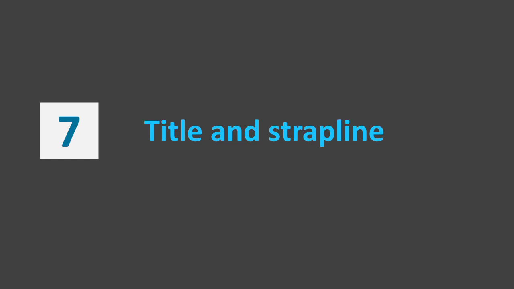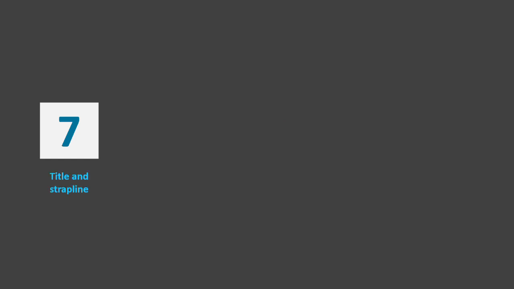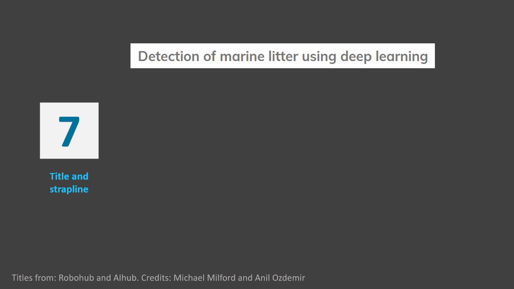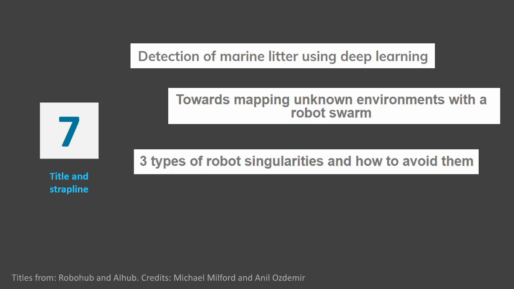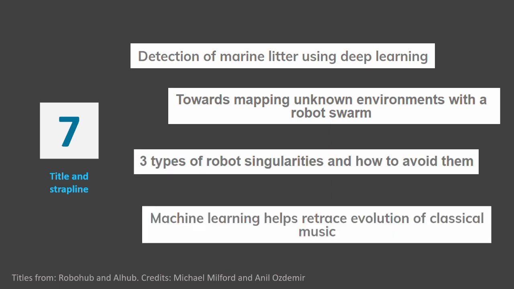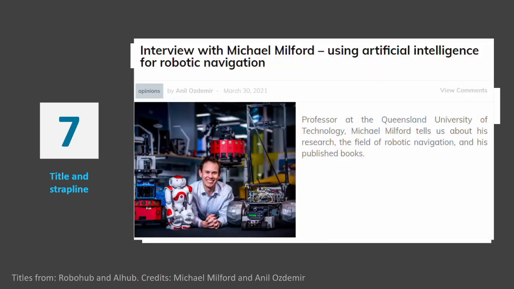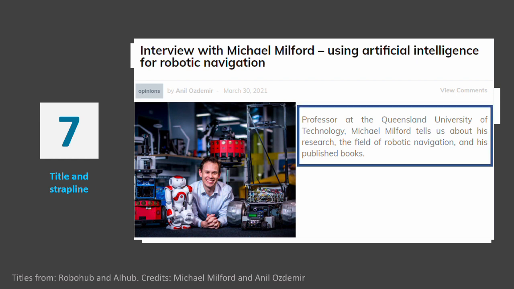A catchy title can help to grab the reader's attention. However, it is important to avoid hype when communicating your work, so always prioritise scientific accuracy over clickbait. Most blogs also feature a short strapline, usually one sentence long, below the title. Here you can provide a bit more information about the contents of your post.